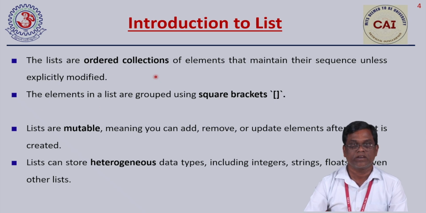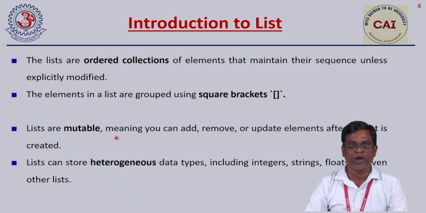Lists are an ordered collection of elements that maintain their sequence unless they are explicitly modified by the user. So it is an ordered collection, meaning that we have indexes for every element in the list, and this sequence will be maintained by Python until the user modifies those elements. The elements in the list are grouped using square braces. We use the square braces notation to represent the list of elements.